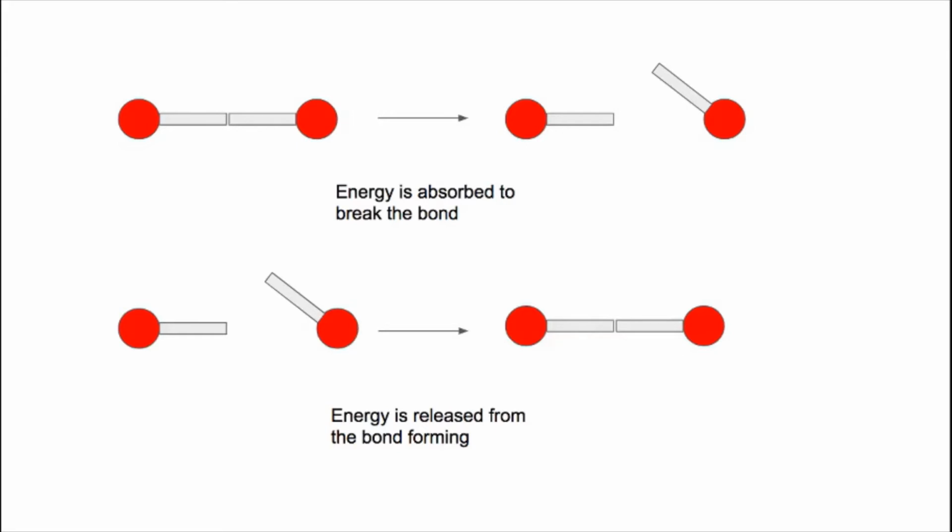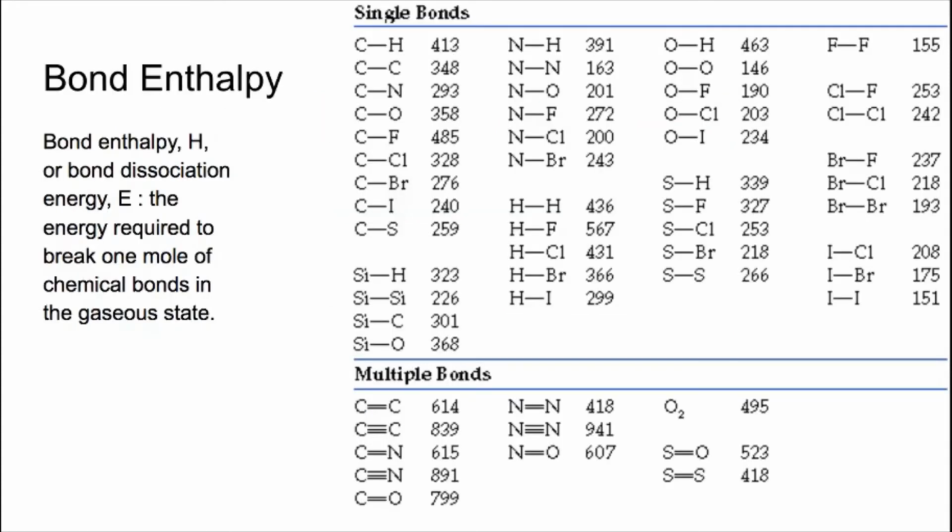The difference between the energy absorbed and the energy released can be used to calculate the overall enthalpy change for the reaction. The energy needed to break a bond is called bond enthalpy, or bond dissociation energy, E or H. It is defined as the energy required to break 1 mole of chemical bonds in the gaseous state. Bond enthalpy values are always positive because it refers to bonds being broken and thus represents an endothermic process.